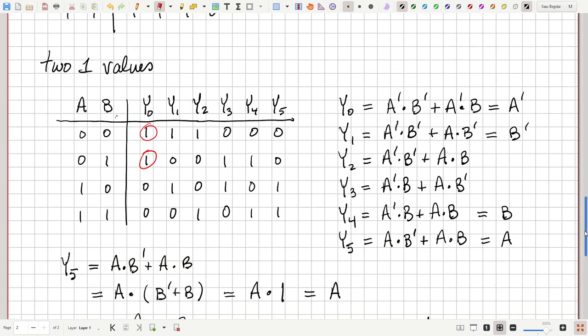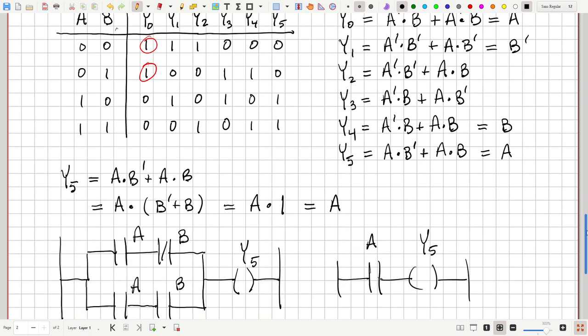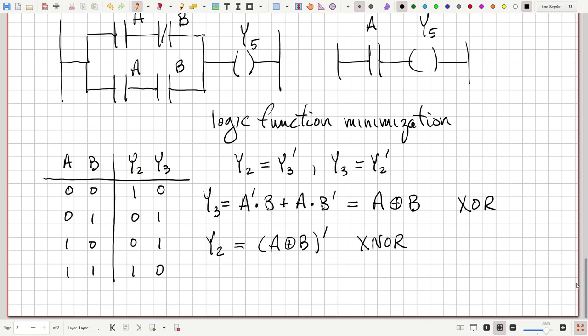Then we went to 2 1 values, and of course that would leave 2 0 values. And we saw that of the 6 different possibilities, 4 of them were trivial in the sense that they reduced to a single contact circuit. And the 2 remaining ones gave us these important operations, the exclusive OR, XOR, or the XNOR, right? So the exclusive OR, A or B is exclusively 1, meaning the other one is 0. And then XNOR is just the inverse of that.